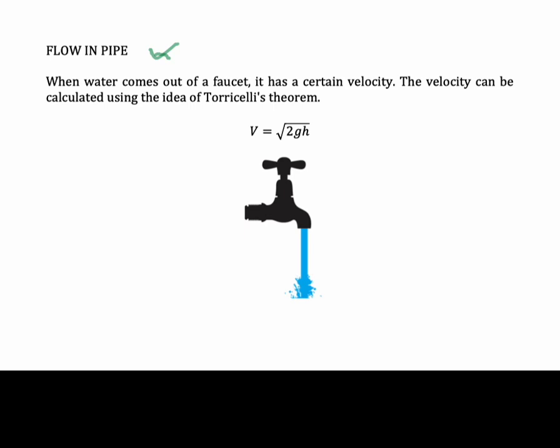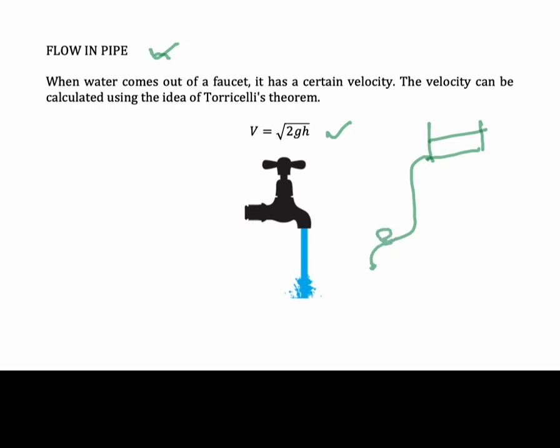So when water comes out of a faucet, it has a certain velocity. The velocity can be calculated using the idea of Torricelli's theorem. I hope you understand how to get this equation. It starts from a tank here, and then we have a pipe, for example, this one here.